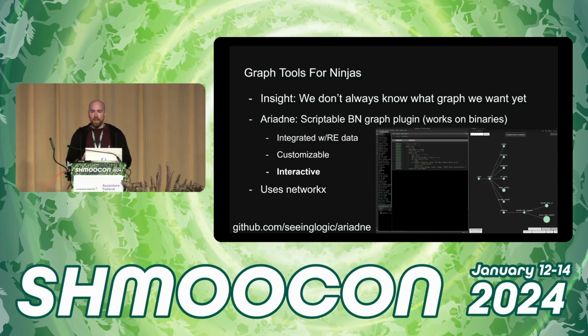One of the things that I wanted to do was play with graphs. And I wanted to do that with Binary Ninja because that's my RE tool of choice. They have a really nice API. But I didn't know what graphs I wanted to see in the beginning. So I knew that I needed to make it scriptable, something that was easy. I also wanted it integrated already with what I was doing. So I wrote Ariadne, which is a plugin. It uses NetworkX, which is the standard Python graph library. So if people are familiar with Python graphs, they probably already know these things. And you can see a screenshot on the right.